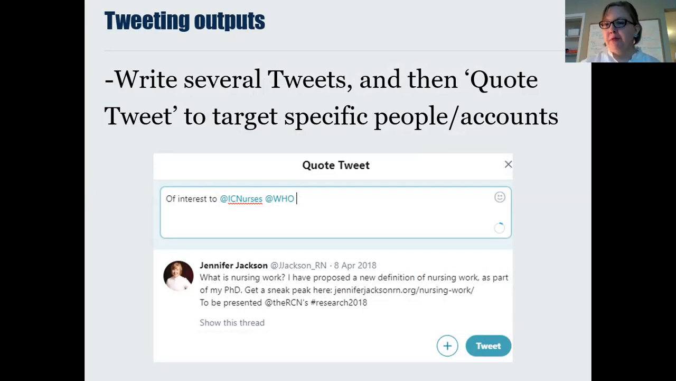So that quote tweet function, rather than just a straight retweet or a retweet with comment, means you can still do that over and over and over again, and it gives you the possibility to put in lots of different names. So if you retweet something, you can only do that once, but if you do a quote tweet or a retweet with comment, you can do that over and over and over again. So it's a great way to still spread the message far and wide, but save yourself a little bit of work.